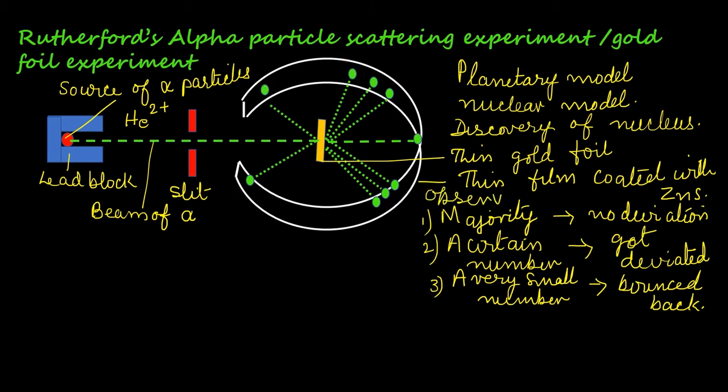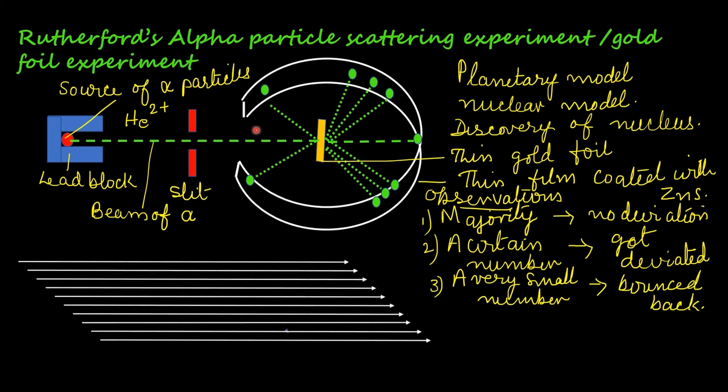We will note this as observations. I will make the scattering more clear by using one more diagram. This is the path of the alpha particles. A very large number, that is majority of the alpha particles, move on without deviation. A small number of them deviate at an angle less than 90 degrees to the direction of motion of the incident alpha particles. A very small number bounce back. That is what you see here.